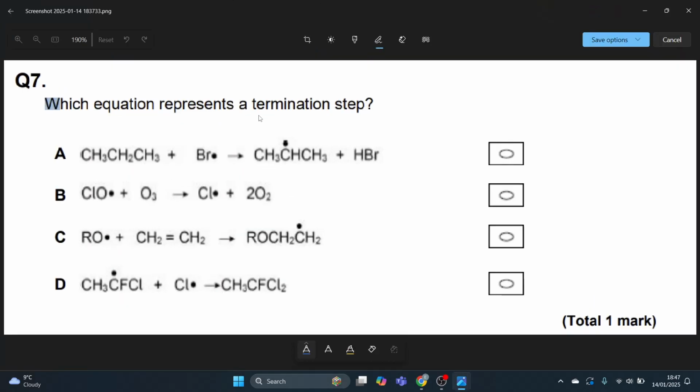Question 7. Which equation represents a termination step? That's propagation. That's propagation. Yeah, that's propagation. That's termination. And even if you had zero knowledge, like you just forgot everything on propagation, initiation, termination, free radical substitution, all of that, you can clearly see in this case we've got one dot, a free radical here, we form one free radical. Same with here, same with here. Whereas in this case, it's slightly different. We've got two free radicals and we form something with a covalent bond.